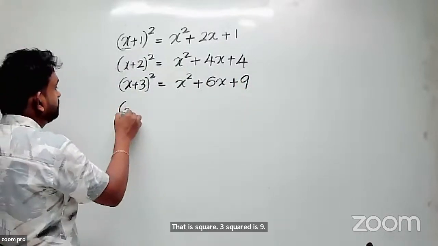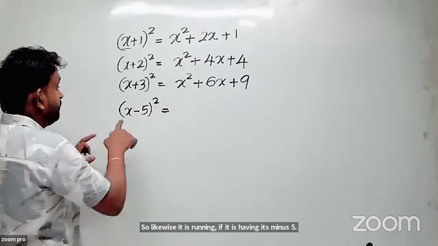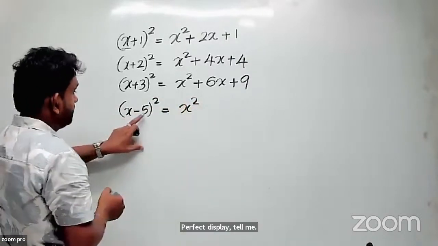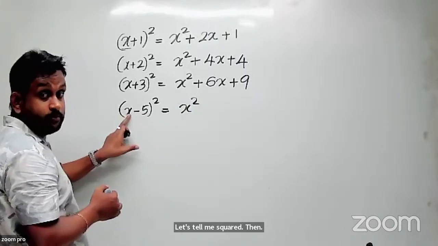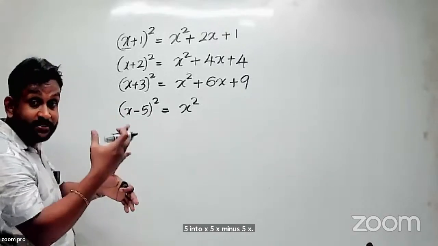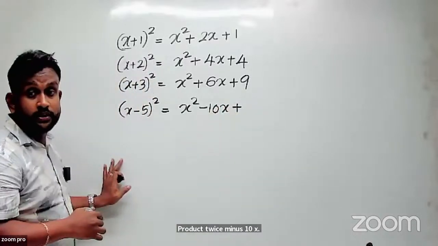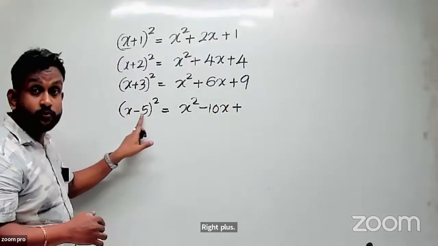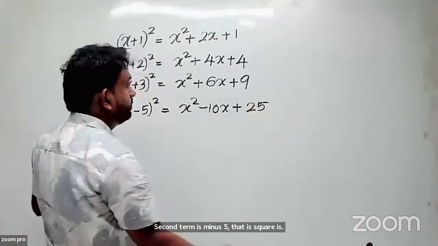If it is (x minus 5) squared, tell me: first term squared, x squared, then 5 into x is 5x, minus 5x because of the minus sign, and twice the product is minus 10x. Plus the second term squared: minus 5 squared is positive 25.